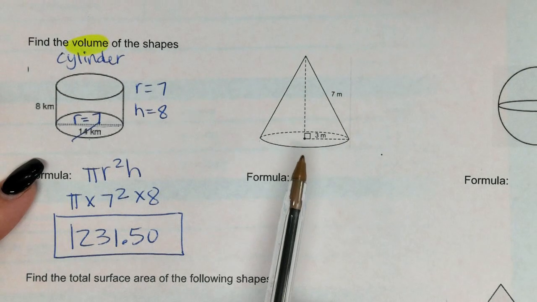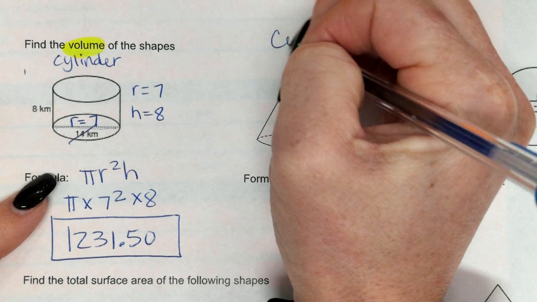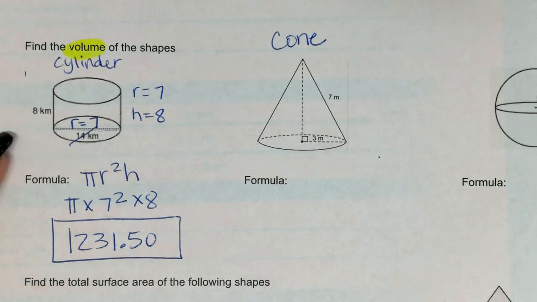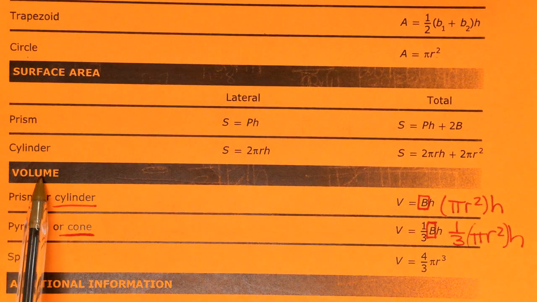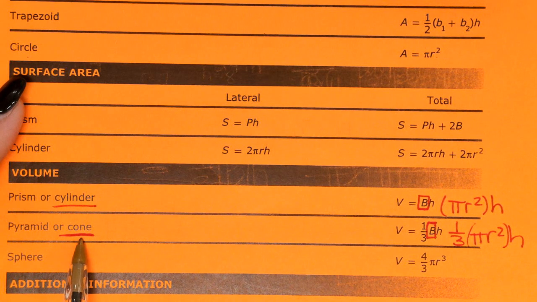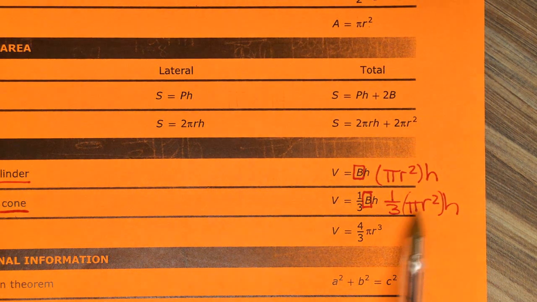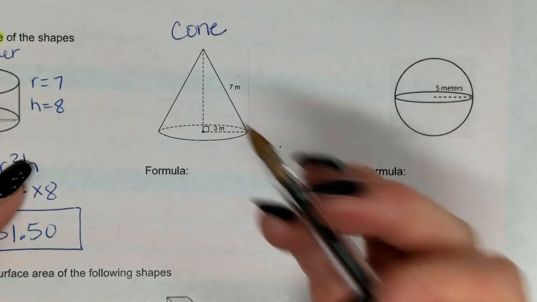All right, what is this shape called? A cone. And am I finding volume or surface area? Volume. So I go to my star chart, to volume, find cone, and write down this formula, 1/3 pi r squared h. So that's what I write for formula.